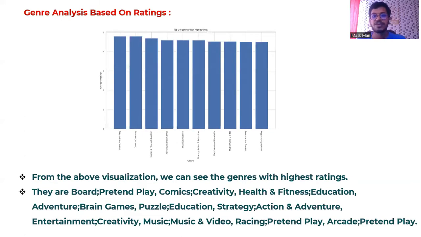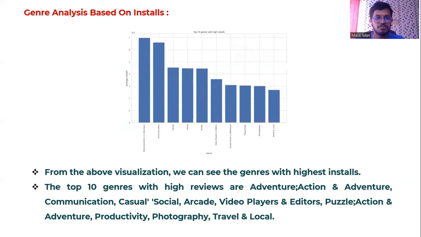And genre analysis based on the ratings. So from the above visualization, we can see the genres with the highest ratings. And they are board, pretend play, comics, creativity, etc. And genre analysis based on the installs, like which genre has the most number of installs. We can see the top 10 genres with the high installs are adventure, action and adventure, communication, social, etc.